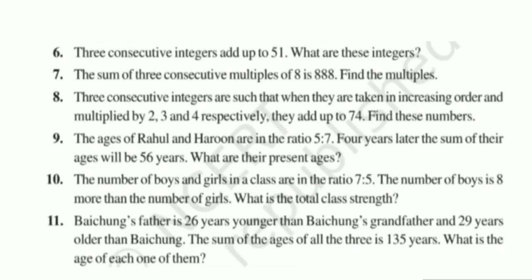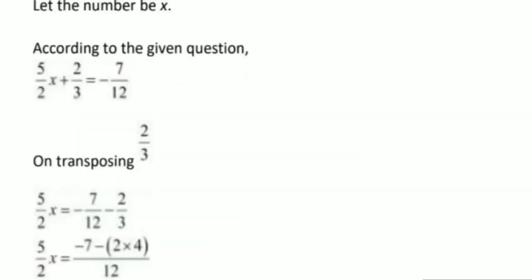Now question number 13. A rational number is such that when you multiply it by 5 upon 2 and add 2 upon 3 to the product, you get minus 7 upon 12. What is the number? See the solution. Let the number be x. Okay. So according to the given question, 5 upon 2 x plus 2 upon 3. Why? Because in the question it is given to add 2 upon 3. It is equal to minus 7 upon 12.